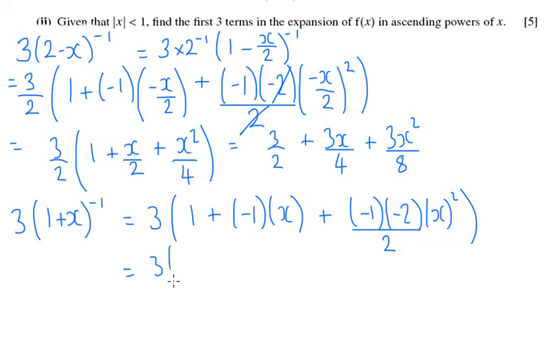So that's 3 bracket 1 minus x. Those minuses cancel. That 2 cancels with that 2. So we've got plus x squared, which is obviously 3 minus 3x plus 3x squared.